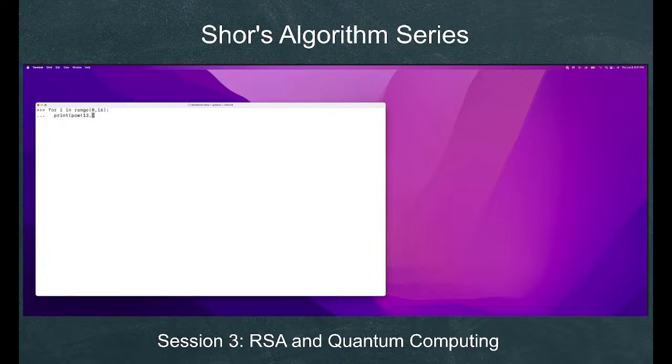So 13 raised to the i modulo 15, where 15 is our n. What will happen is it will do something like this. Take a look: the answer is 1, 13, 4, 7, and then 1, 13, 4, 7. So you see a pattern, right? It repeats every 4.